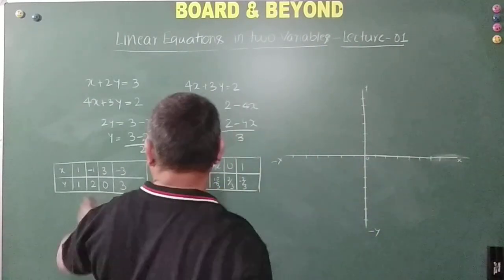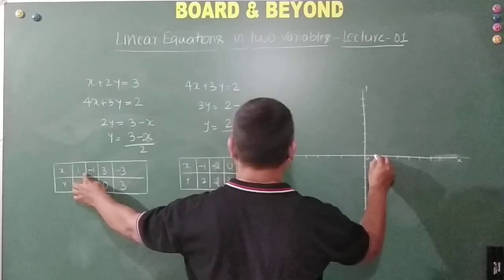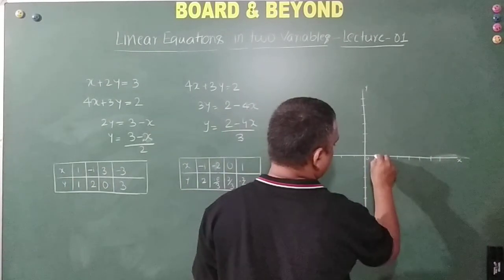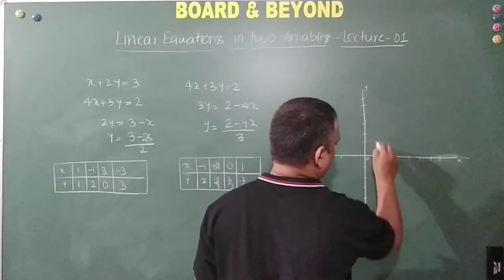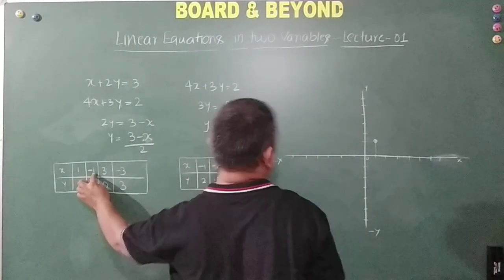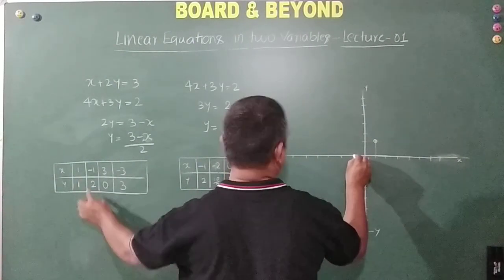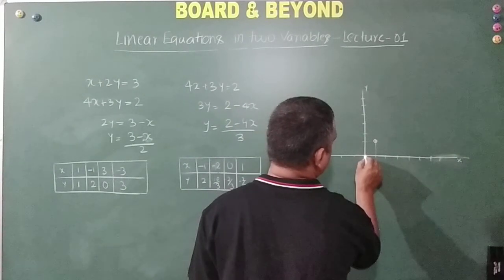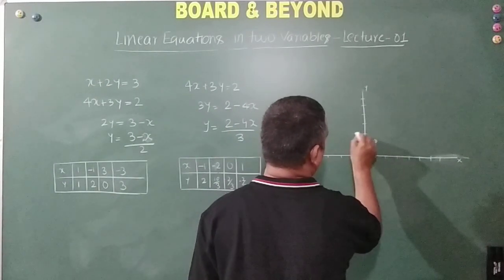Now let's start plotting. X is equal to 1, y is equal to 1. So this point, right, friends? X is equal to minus 1, y is equal to 2.